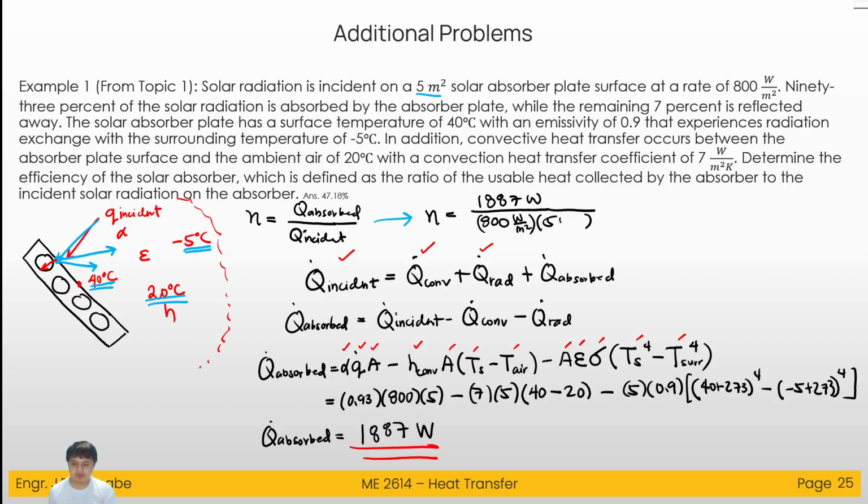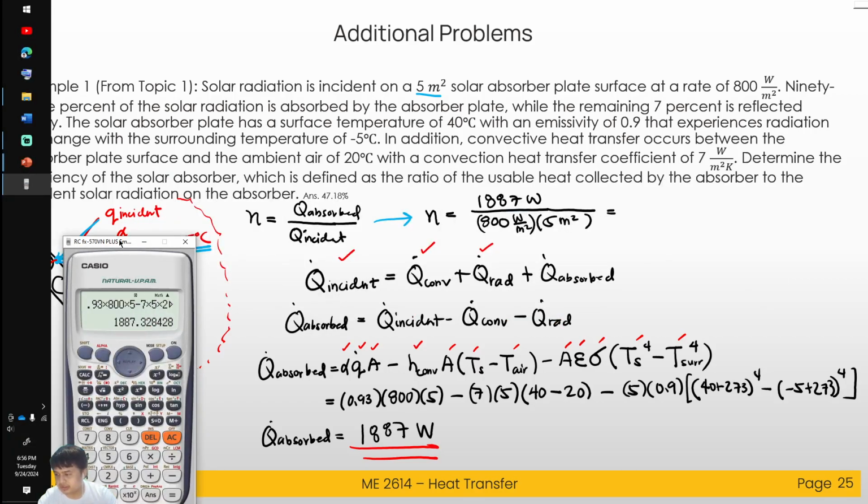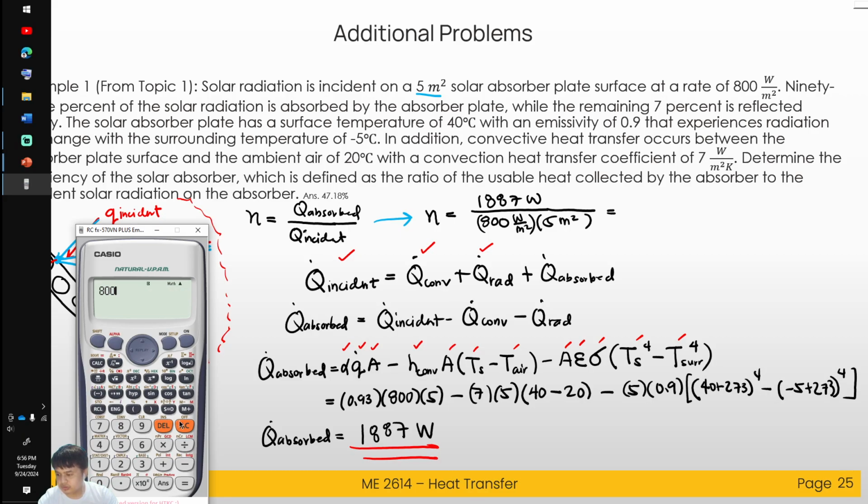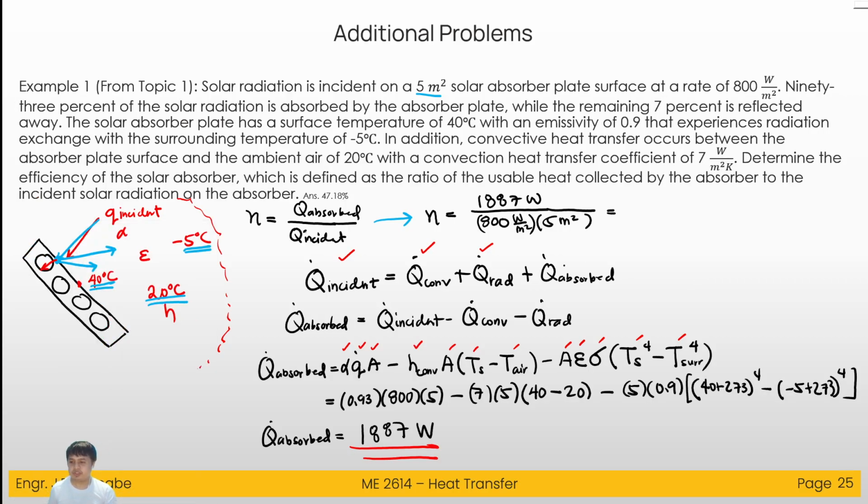So you have 5 square meter. So this will be 1887 over 800 times 5. Okay. So this will be 0.4717, so 47.18%. So in percentage na lang. Okay, so that's it.